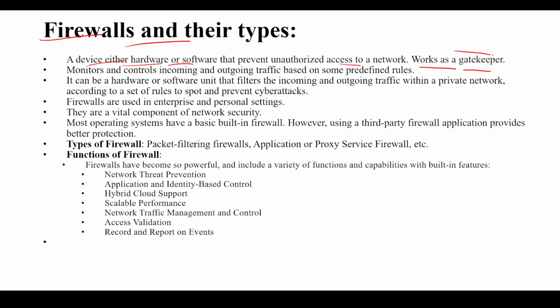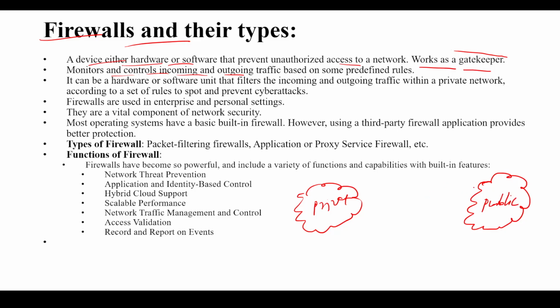Just as gatekeepers protect a particular building, in computer networking and network security, firewalls play the role of gatekeeper. They monitor and control incoming and outgoing traffic. For example, this is the private network, and this is the public network, I mean the internet. In between these two, a firewall is installed.